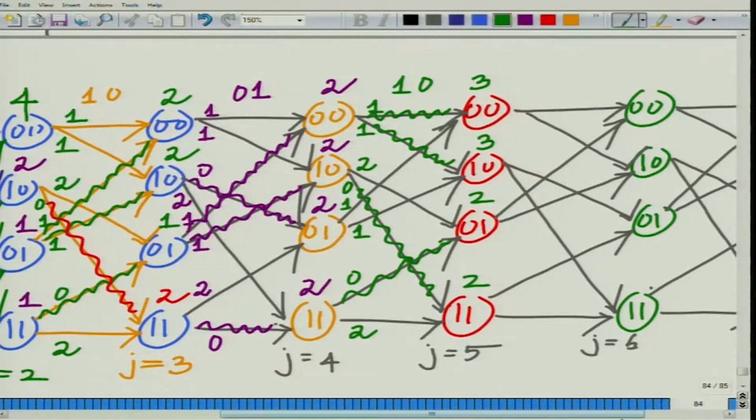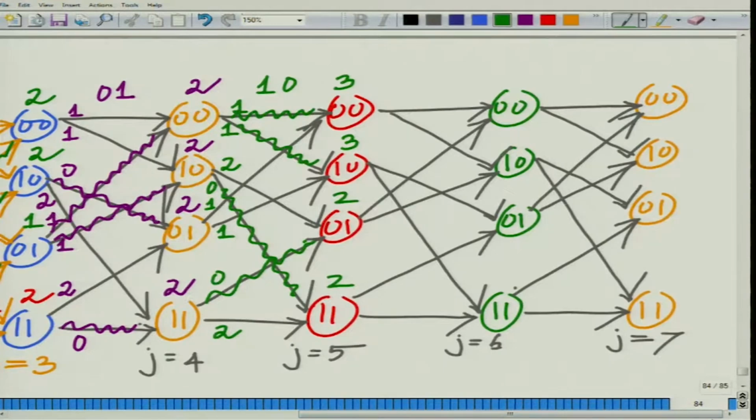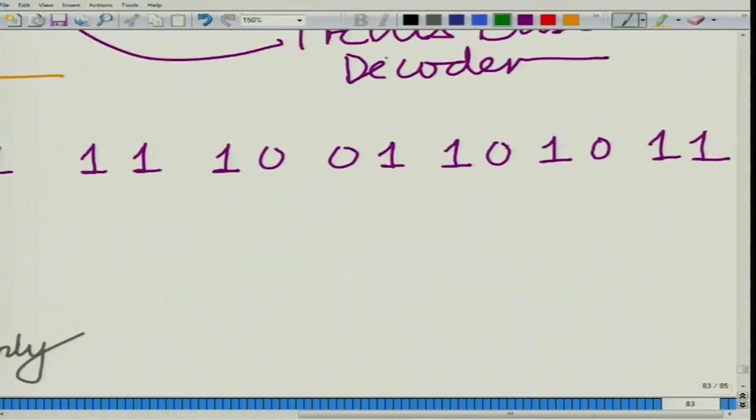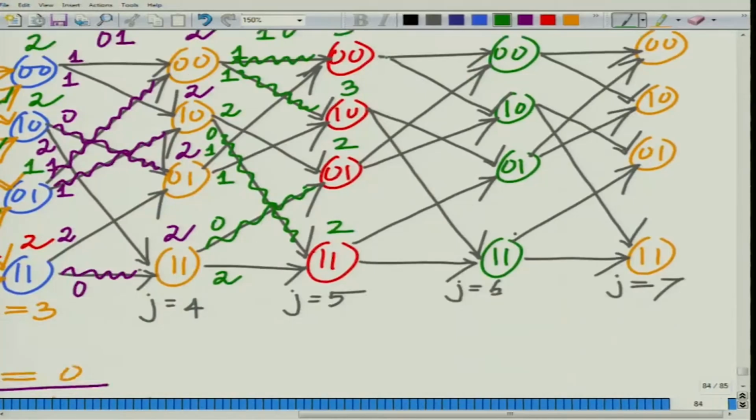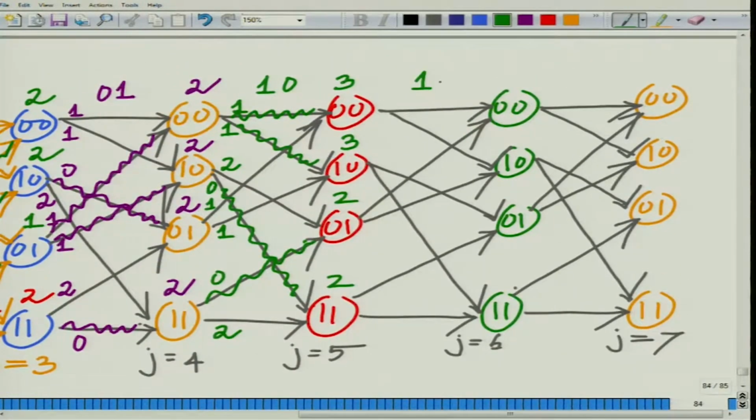Again proceeding to j equal to 6, the received word is 1 0. So 0 1, let me just check, 1 0, and the final one is 1 1. Let me just write that as well, 1 0 1 1. And again, if you look at the branch matrix, they will be the same. Whenever the received word is the same, the branch matrix are going to be the same, right, because the code word outputs for each branch are fixed. So this is 1 1 1 1.